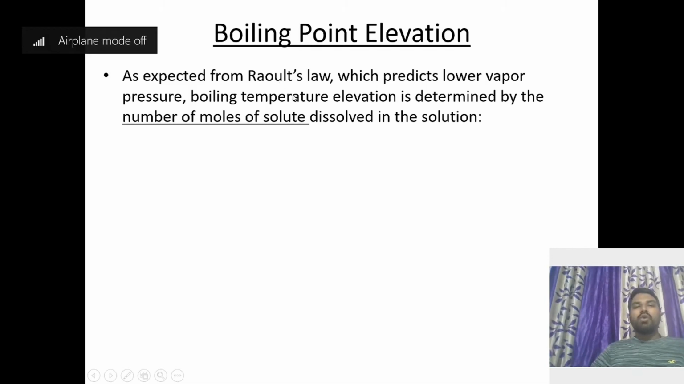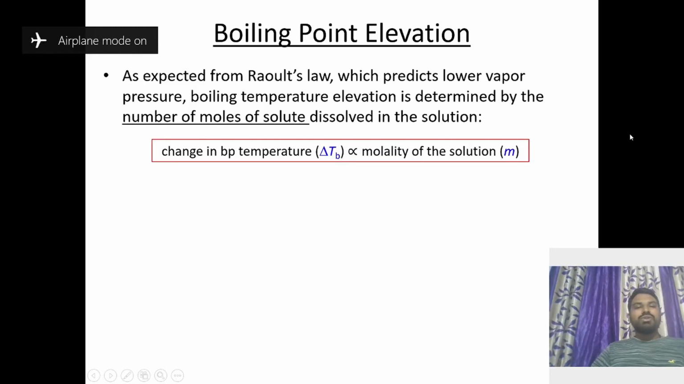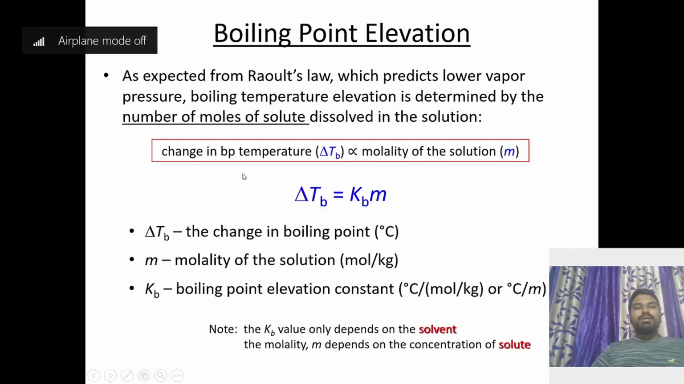As expected from Raoult's law, which predicts lower vapor pressure, boiling temperature elevation is determined by the number of moles of solute dissolved in the solution. The change in boiling point temperature delta Tb is directly proportional to the molality of the solution, which is m. Hence it is given by delta Tb is equal to Kb into m. Delta Tb is the change in boiling point in degrees Celsius, m is the molality of the solution in mole per kg, Kb is the boiling point elevation constant, given in degrees Celsius per m. Note, the Kb value only depends on the solvent.